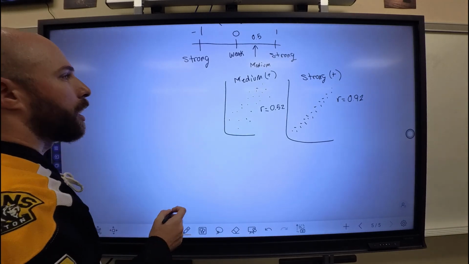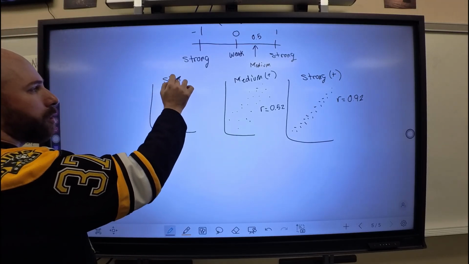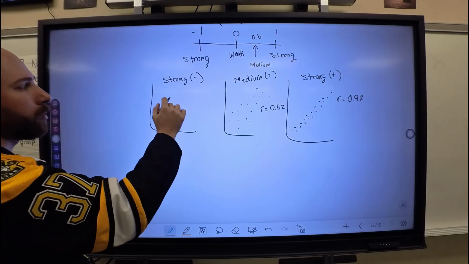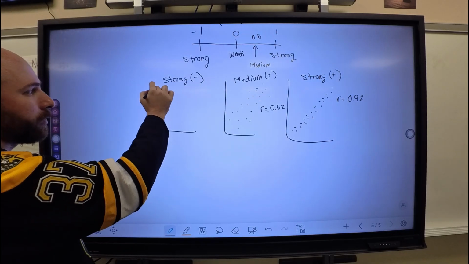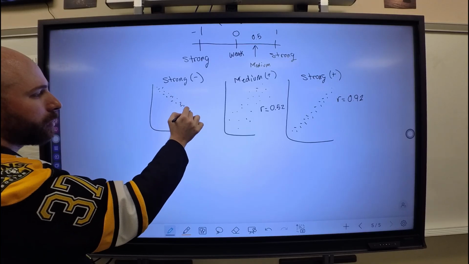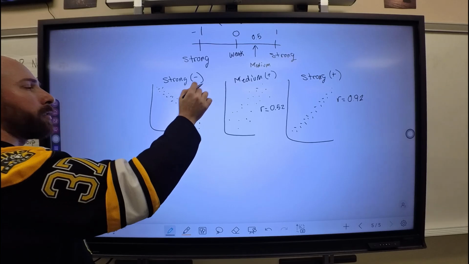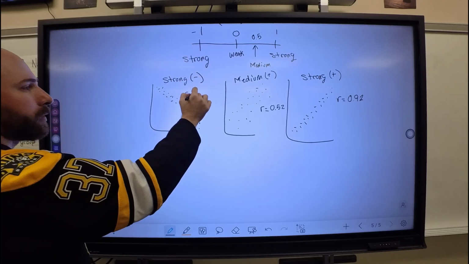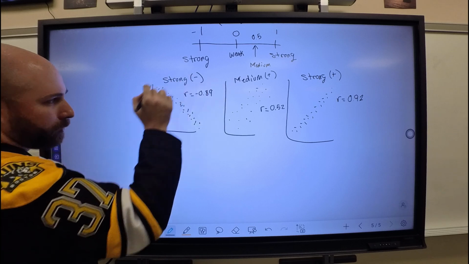Okay. Similarly, we could also have a strong negative correlation, which is just like our strong positive, but now it's going down and to the right. Okay, so all of our data kind of looks like it's forming that line, and we can have an R value that's close to -1. Let's go with like -0.89.